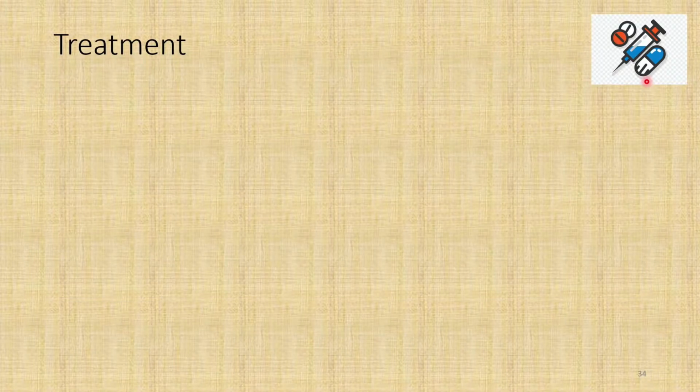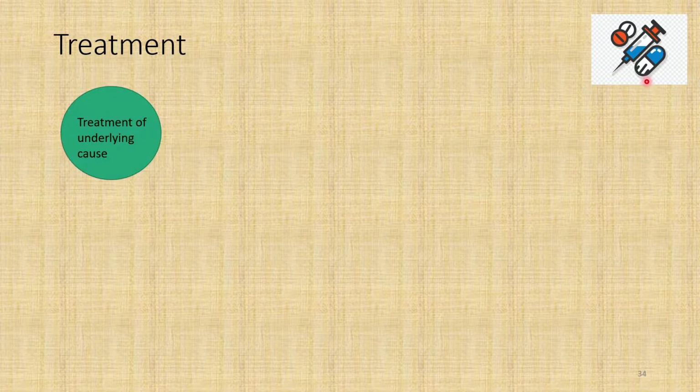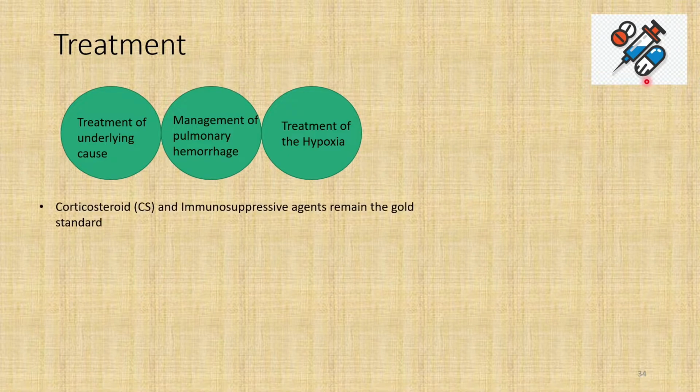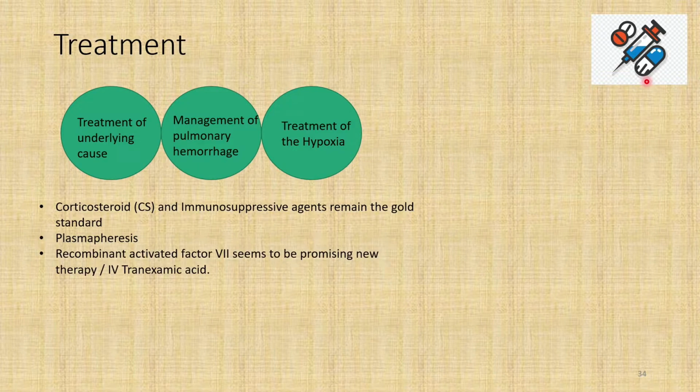So, what about the treatment? They consist of treatment of the underlying cause, management of pulmonary hemorrhage, and treatment of hypoxia. The mainstay of treatment is corticosteroids and immunosuppressive agents that remain the gold standard. Plasmapheresis, there is evidence, like we know that it works for GBM and recent evidence for ANCA vasculitis. Newer therapies like recombinant factor 7 and IV tranexamic acid also.